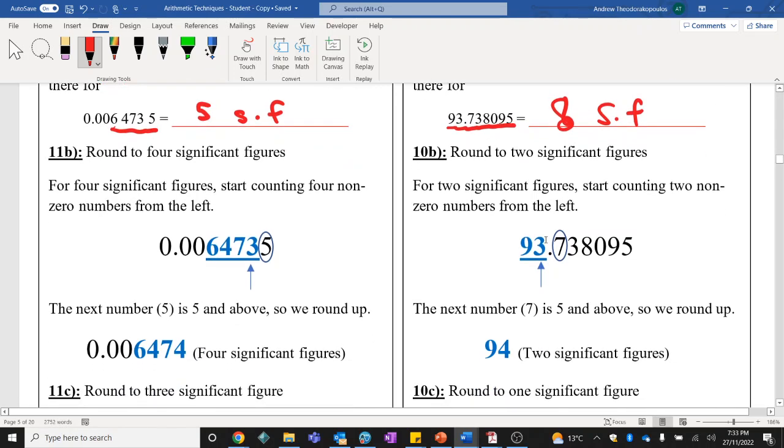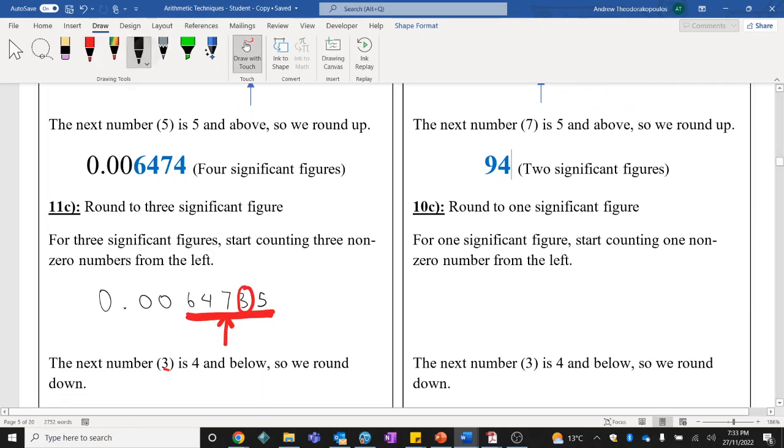Let's round it to 2 significant figures now. All right, so for 2 significant figures, start counting and point to the second significant figure, which is here, and then circle the one after it, which is here. This is a 7, so it's a big number. So this 3 now goes up to a 4, 94.